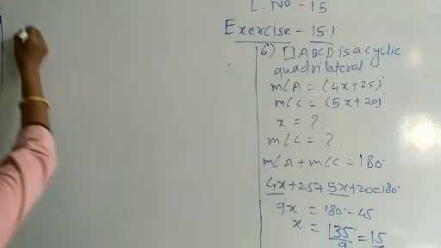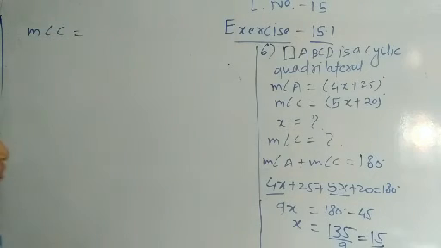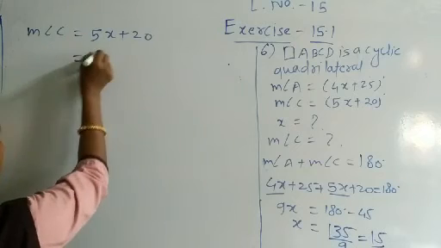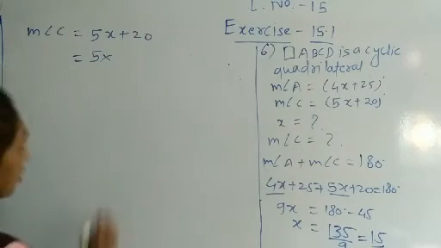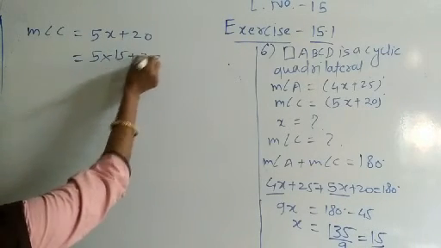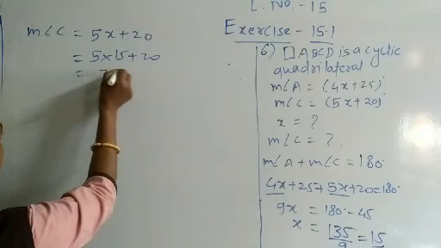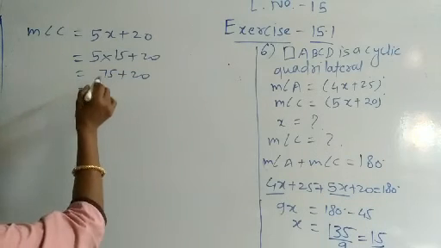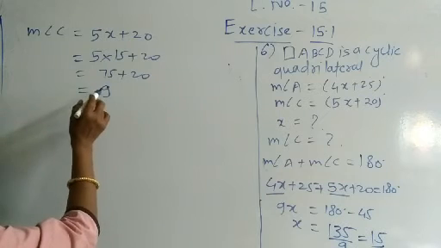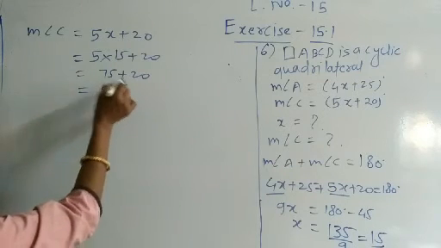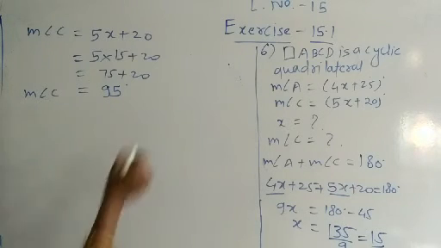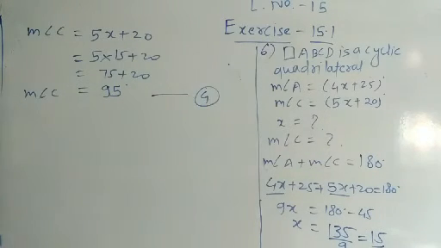Look at here. What is the measure of angle C? Measure of angle C is equal to what is already given, that is 5x plus 20. And now substitute the value of x, which is equal to 15. So 15 times 5 is 75, plus 20. What do you get? You get, I think, 95 degrees. Yes, you get measure of angle C equals 95 degrees. Option number 4 is the answer.